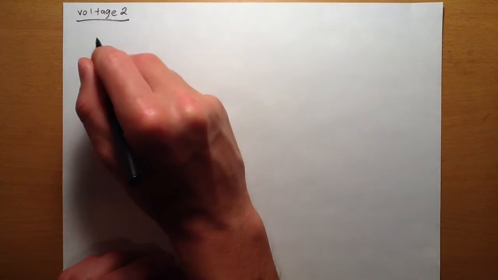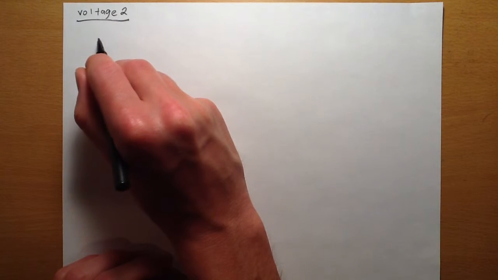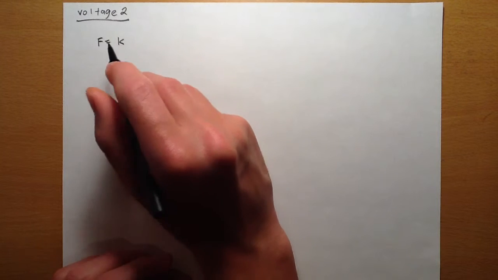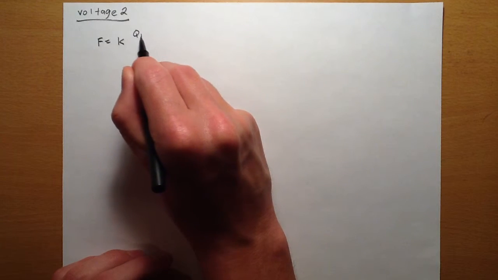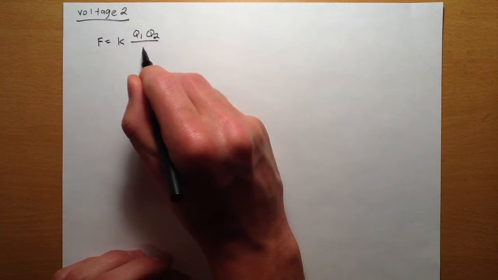In earlier sections, we've introduced the equations for force and electric field, and now we're going to introduce the equation for voltage. As you remember from a previous section, force is equal to K times charge 1 times charge 2 over R squared.